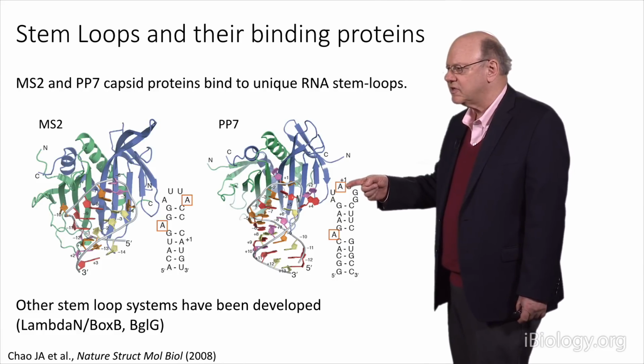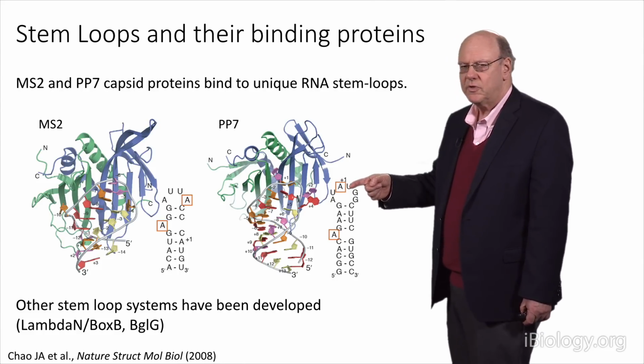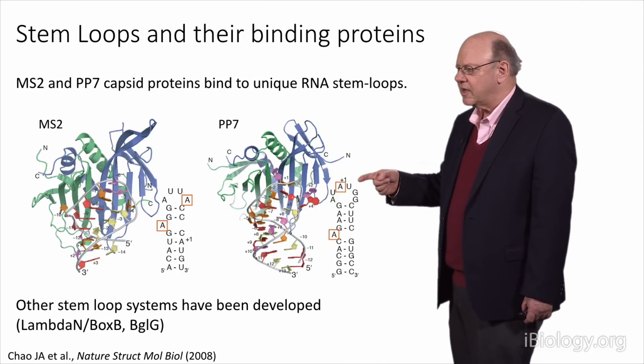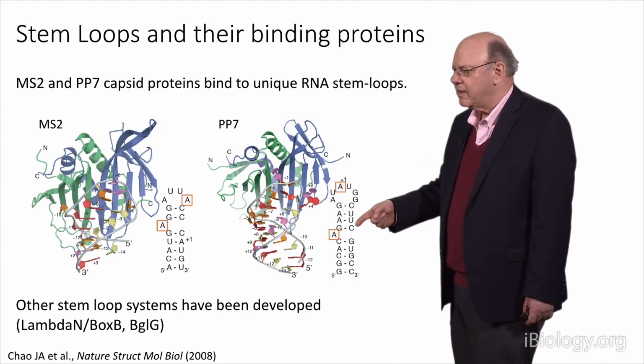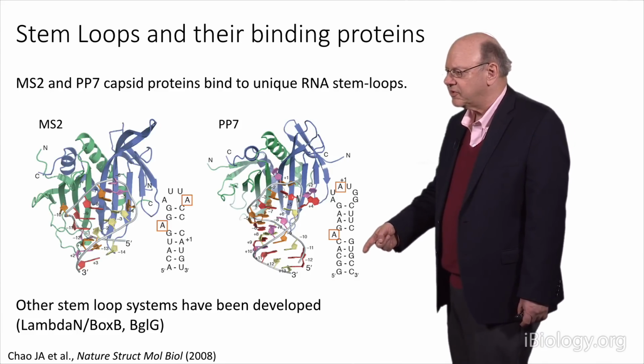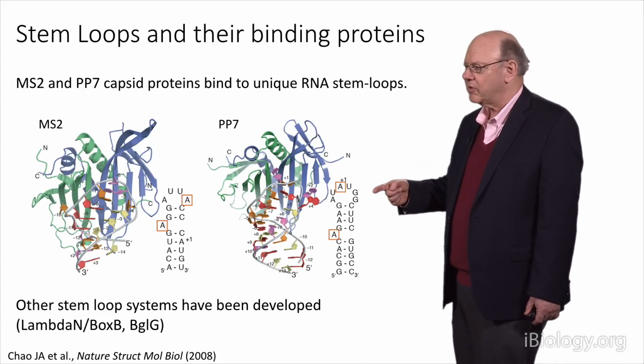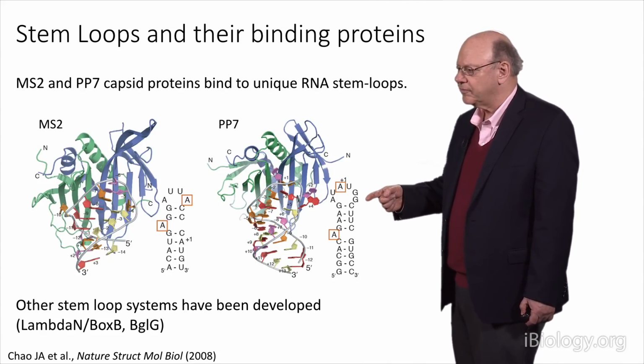So this gives us the opportunity to use two different colors, and I'll show you some examples of looking at two different colors of RNA in the same cell. There are other stem loop systems that have been developed as well, so there's possibilities of even more colors if necessary in the future.